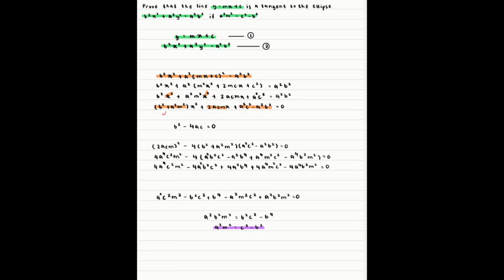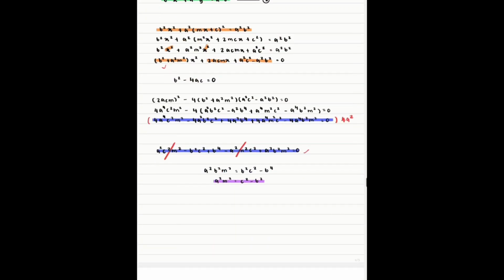Then just substitute them into the expression b squared minus 4ac. After that, just expand them like usual, then you will get this. To simplify this equation, you need to divide it by 4a squared. Just divide them, then you will get this equation. After that, just simplify. You can take them out since after you subtract them, it will become 0. After that, you will get this equation. After you divide them by b squared, you will get this equation.